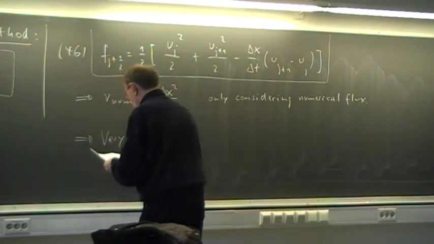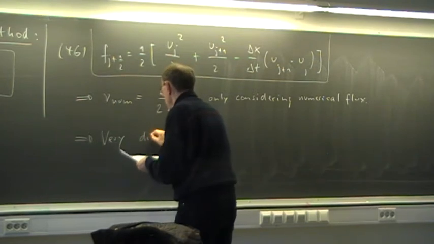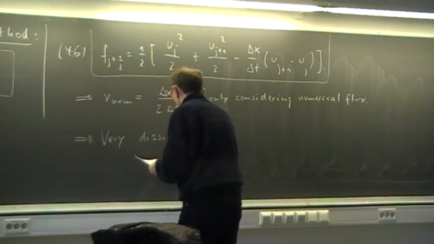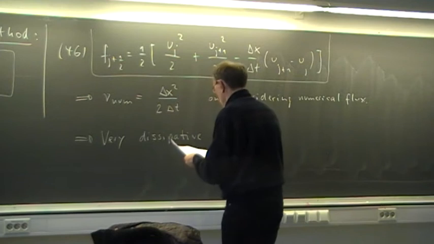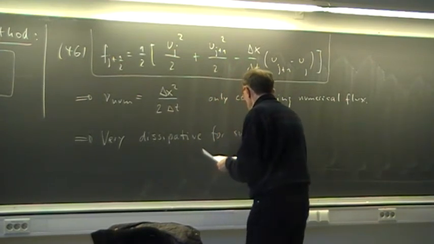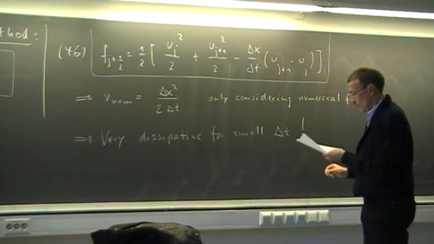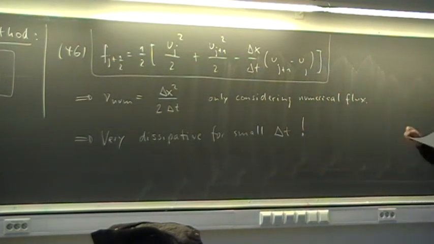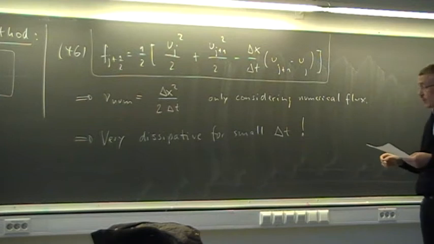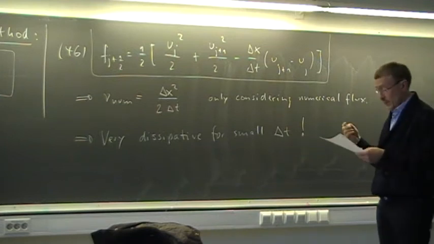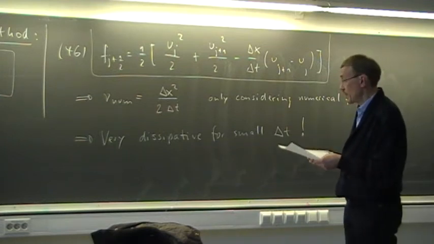So that means the method gets very dissipative. So we get a large dissipation error for small time steps. So when you use it, try to use it at the limit of the stability condition, which is the same as for the explicit upwind method.